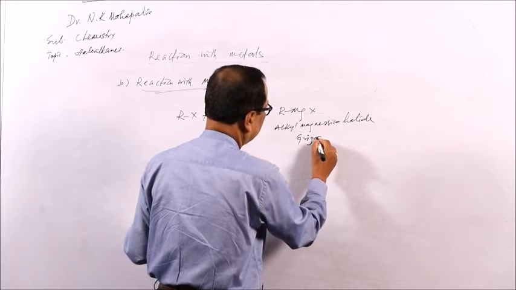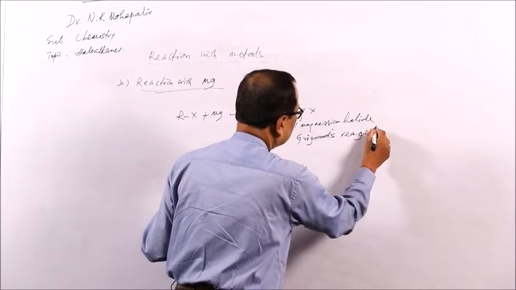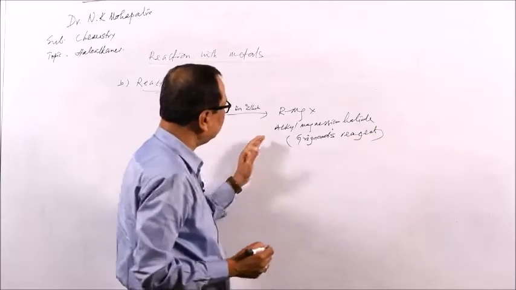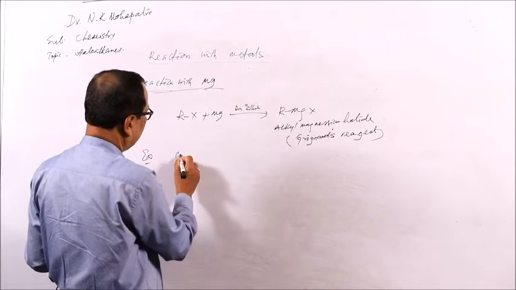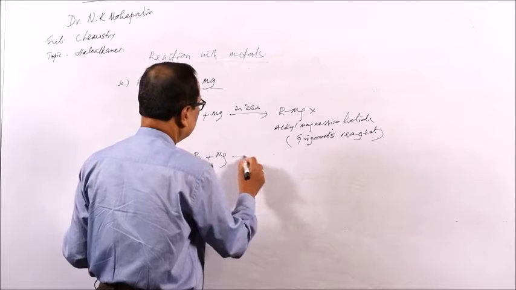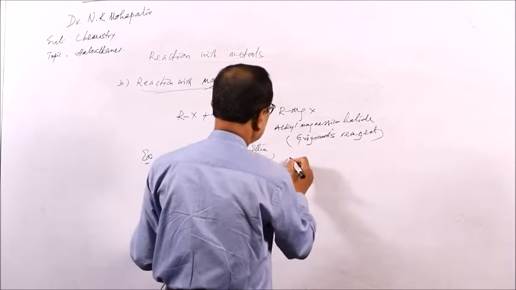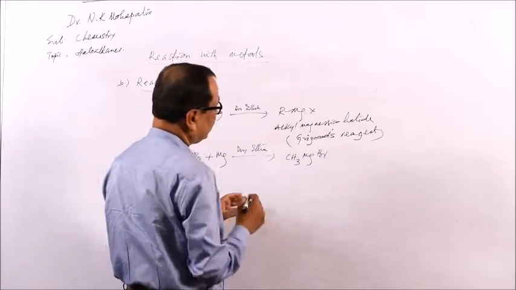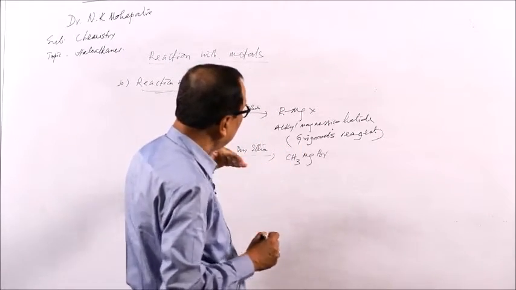Grignard reagent has a lot of application which you will read in subsequent classes. So Grignard reagent is alkyl magnesium halide. For example, if you treat methyl bromide plus magnesium in presence of dry ether, the product formed will be CH3MgBr. So methyl magnesium bromide is a Grignard reagent.